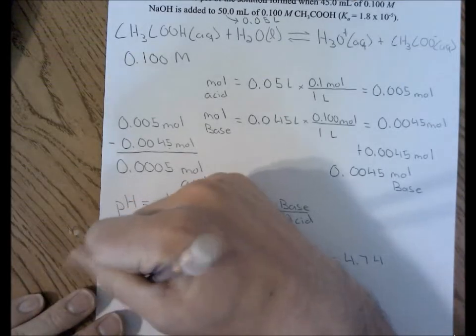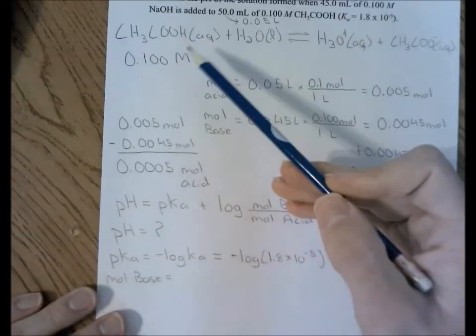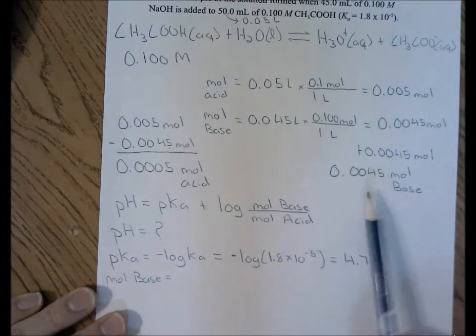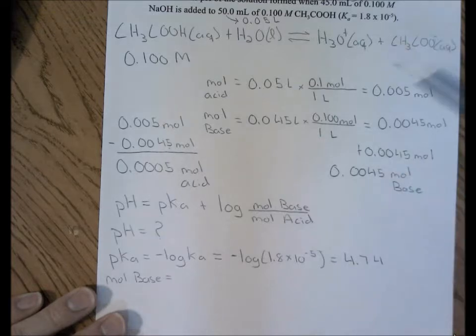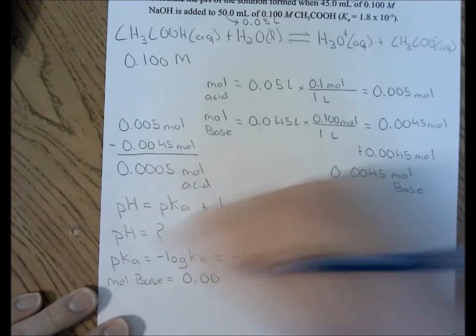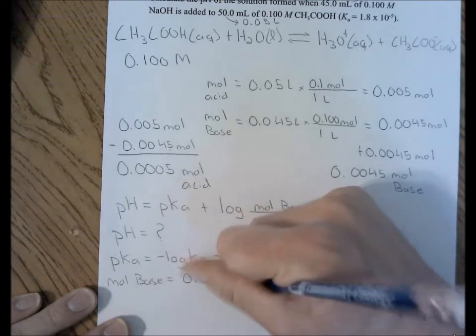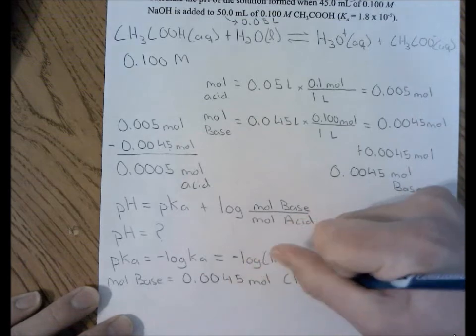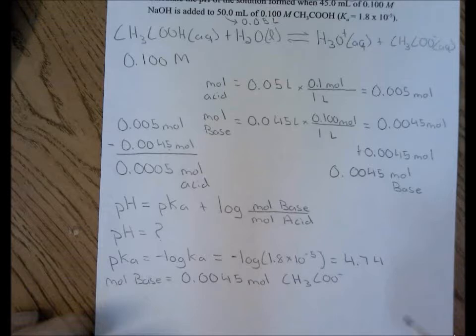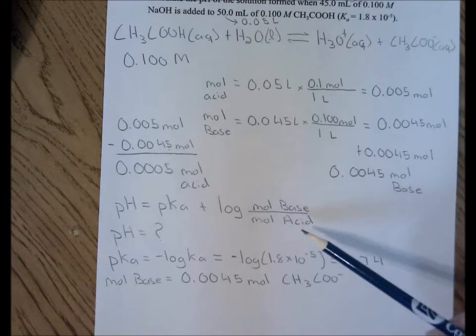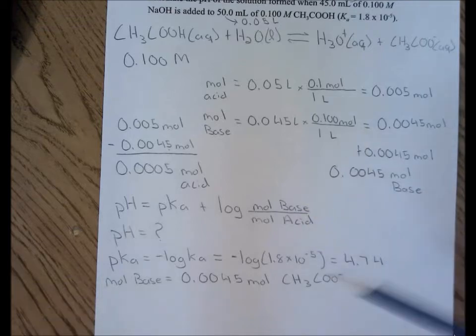In this case, the number of moles of NaOH added, remember, shifts that equilibrium over to the right. So we can say the number of moles of NaOH added is equal to our number of moles of our base, which would be this acetate ion. And so we have 0.0045 moles of this acetate ion. That's important to note, because we use the conjugate base of that weak acid, not the strong base, even though that gives us that value.